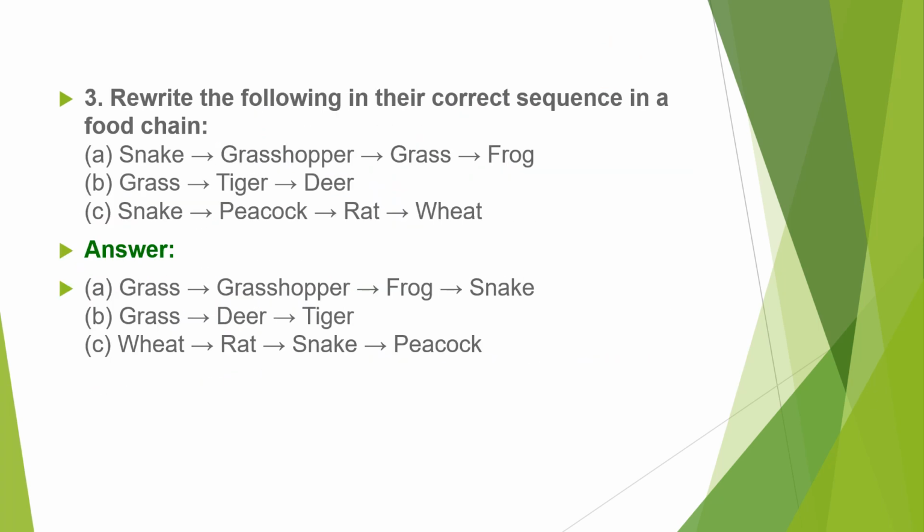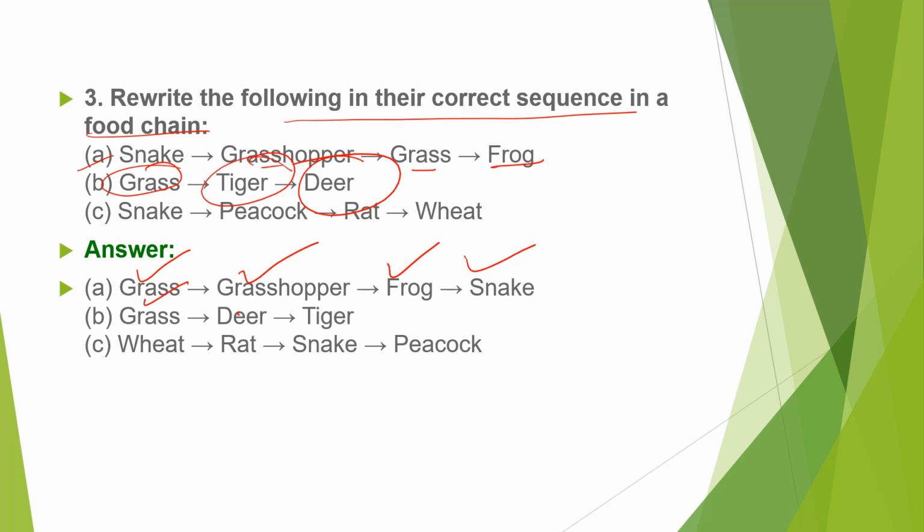Now here comes the second short answer type, that is, rewrite the following in their correct sequence in a food chain. So the first one is snake, grasshopper, grass, frog. What is the correct sequence? First is grass, then comes grasshopper, then comes frog, then comes snake. The next one is grass, tiger, deer. No, it's grass, deer and tiger.